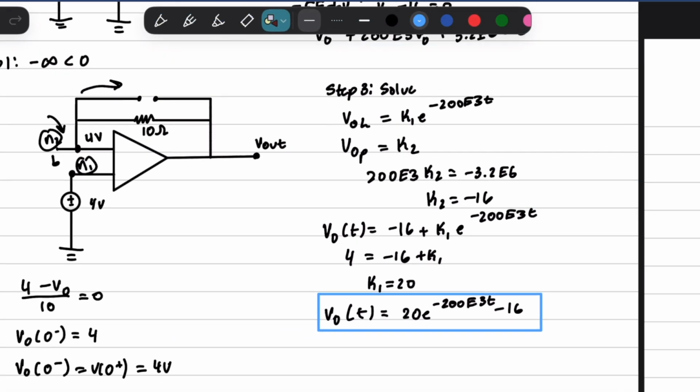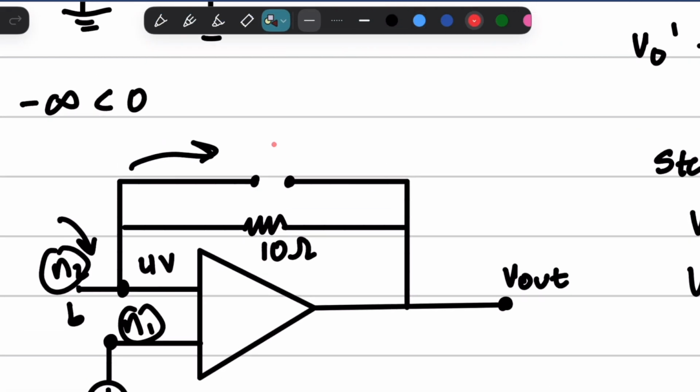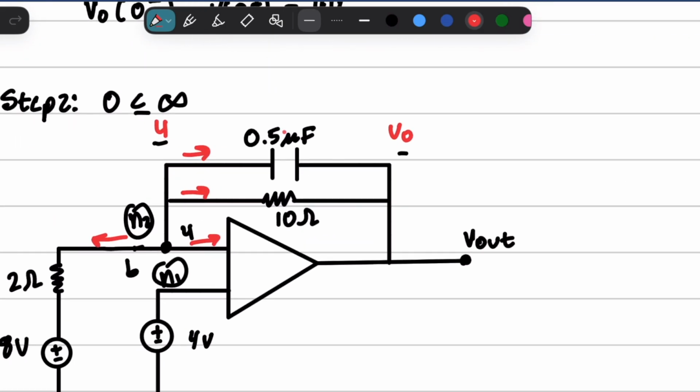So super simple, super easy. The only thing that you need to consider really is the voltage across this capacitor right here, and other than that it's the same thing.